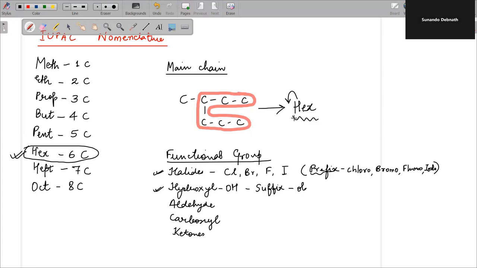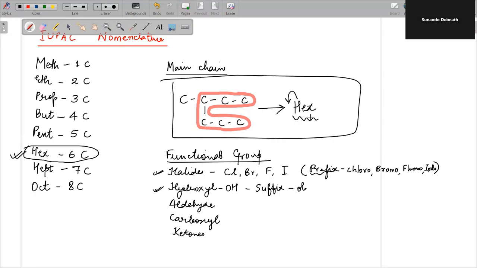Base word means the word which depends on the number of carbon atoms in the main chain. For example, in this example, the base word is hex. And prefixes or suffixes may come on either side. So if a halide is connected, a prefix would come like bromo, iodo, chloro, fluoro, depending on which halide has come. If a hydroxyl is connected somewhere, I will show the examples later. Hydroxyl is the OH group, so if an OH is connected anywhere, we use the suffix OL.